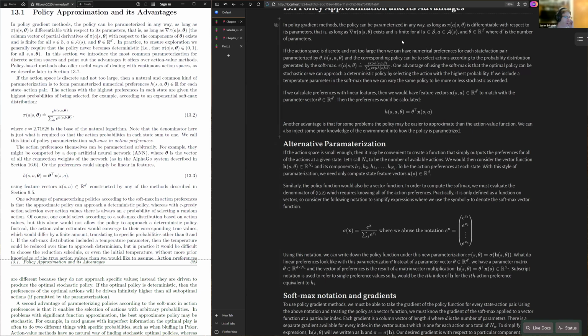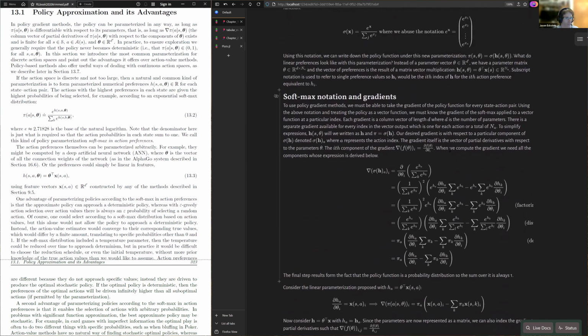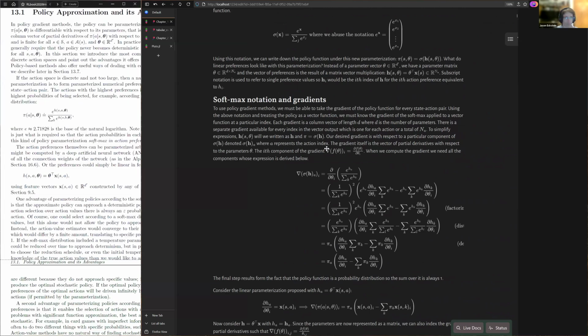So I had mentioned that in order to do this, we're going to eventually have to take the gradient of the policy function. And just to get some things out of the way early on, we might as well see how to calculate all these gradients just in general for the softmax function, which will end up coming in handy later.